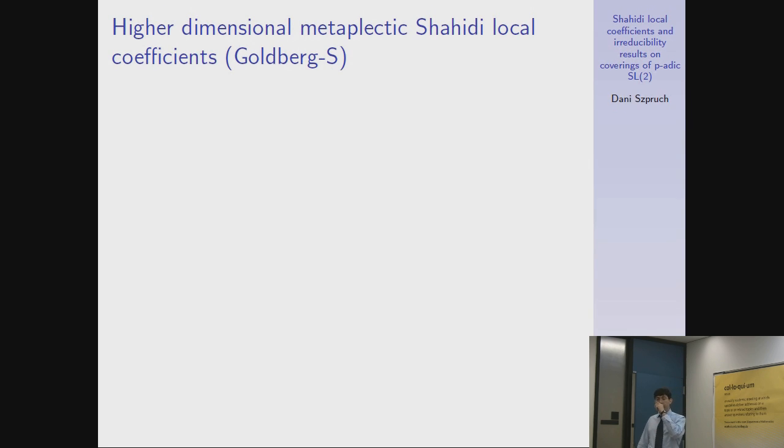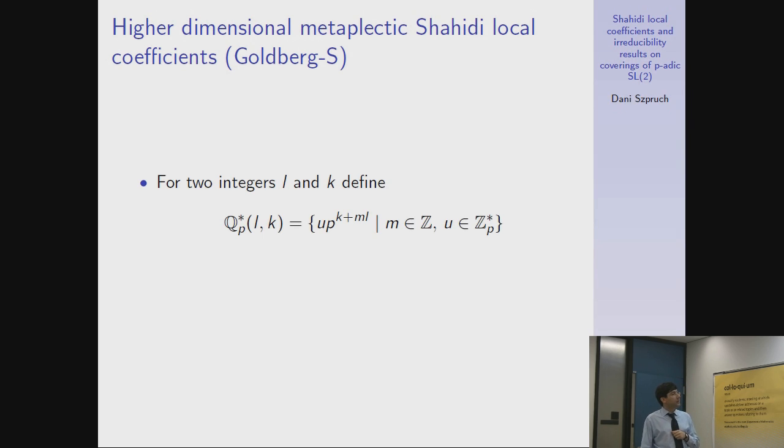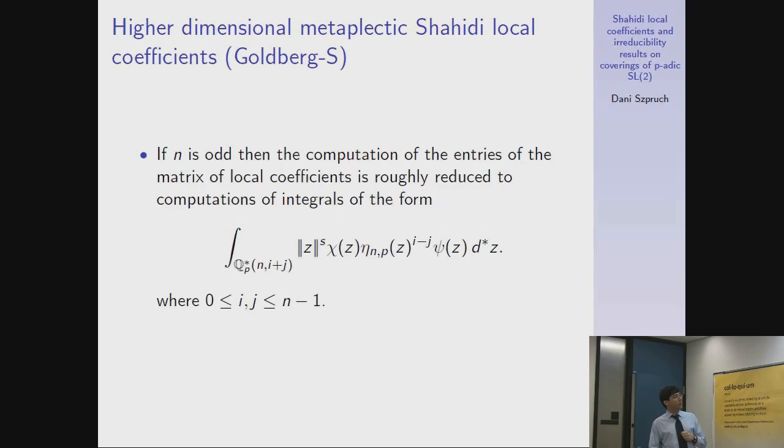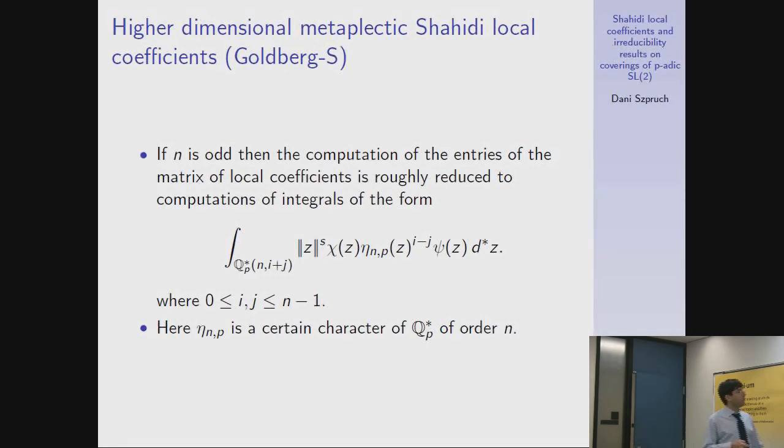I want to say really quickly something about the computation because there is a lot of arithmetic here. For fixed integers L and K, define Q, P, and K to be the elements whose P power equals K modulo L. In other words, if you take the P-adic valuation and take the negative of the log, you end up with K. So this is one case, 1 over L of the field. When you're trying to compute the metaplectic Shahidi local coefficient, those matrix entries, here is what you will see. We have exactly the Tate integral, only we are integrating over some portion of the field and not over the field entirely. And this twisting is just an innocent character of order n.